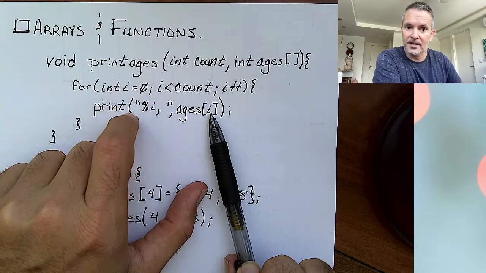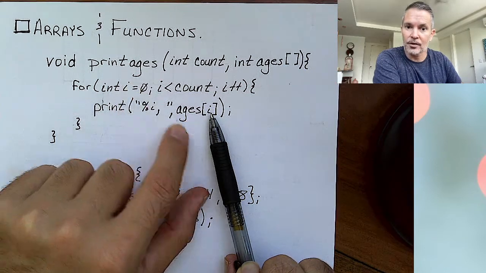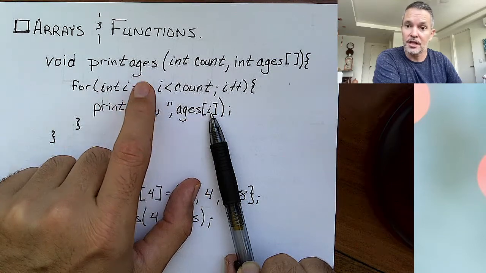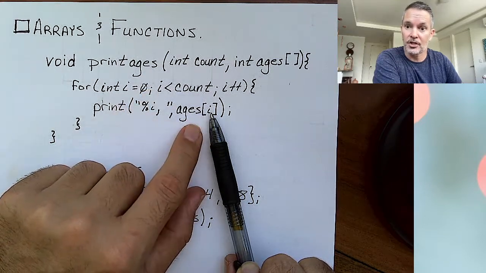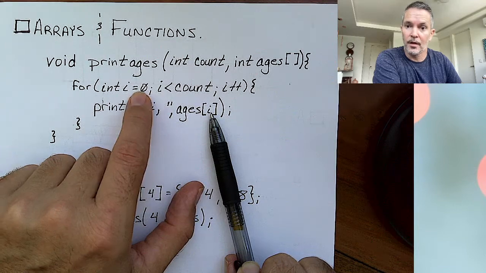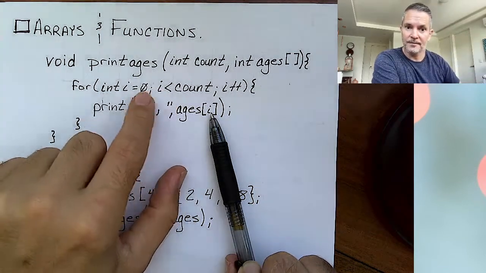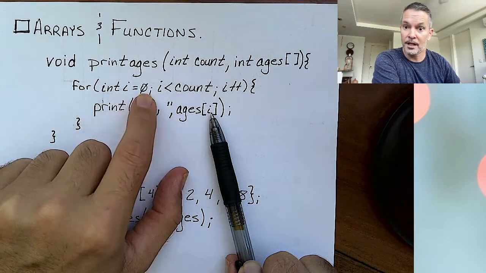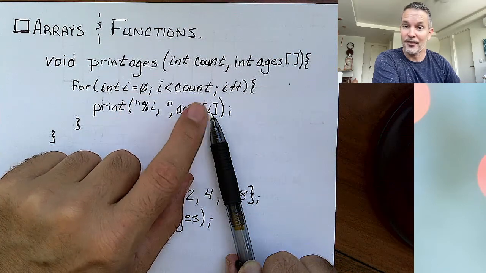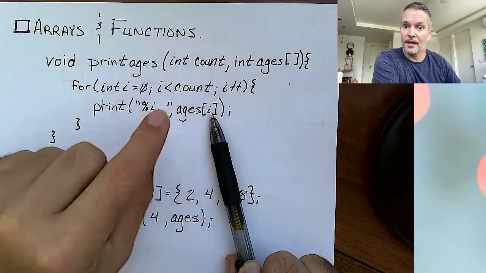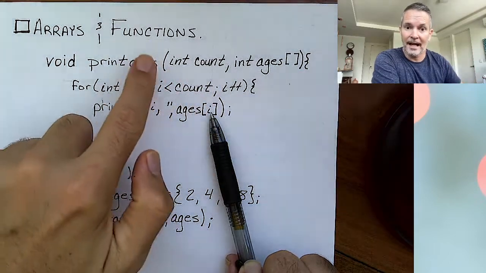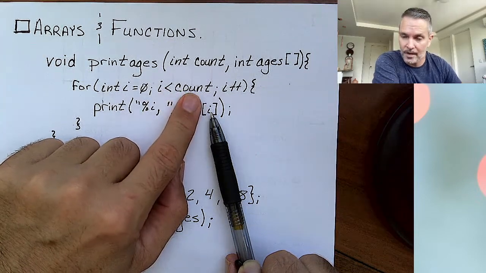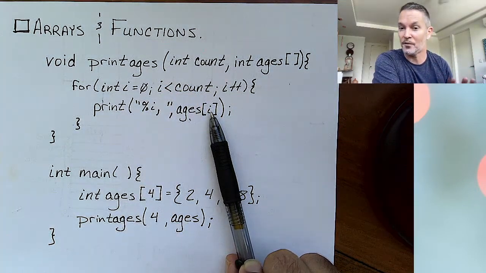So when I first execute the loop, i is 0. So I'm going to get ages[0]. On the next iteration, it's 1. So I'm going to get ages[1]. On the fourth iteration, i will be 3. I will access ages[3]. Then I will increment i to get 4. And once i equals 4, it's going to fail this count check. I'm assuming here the array is size 4.